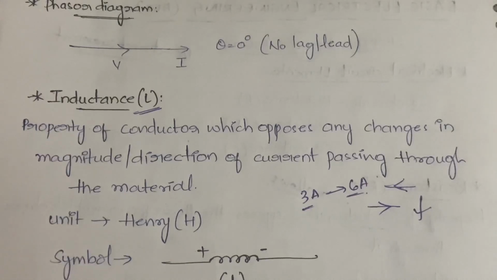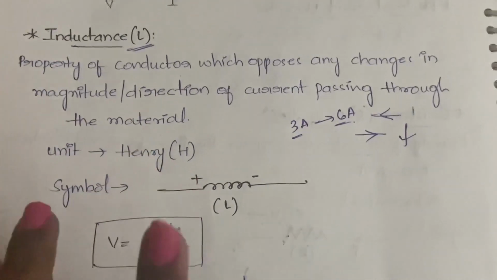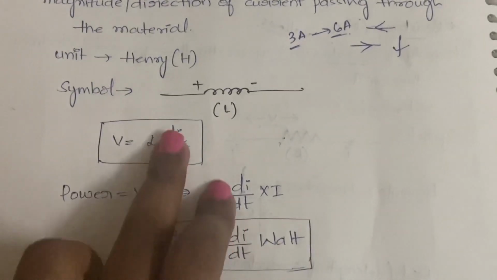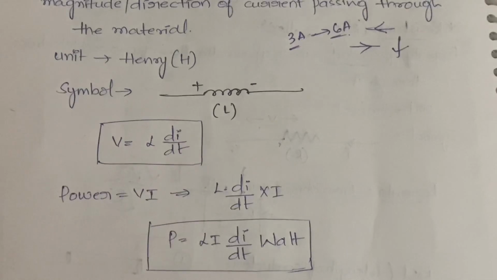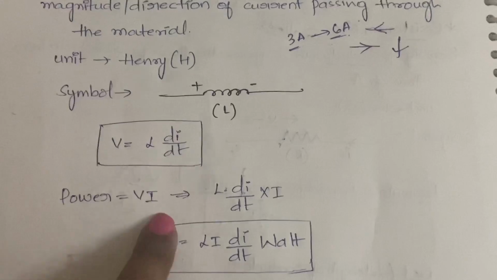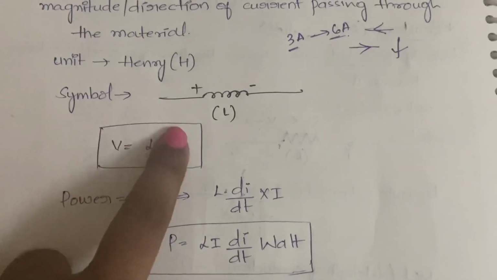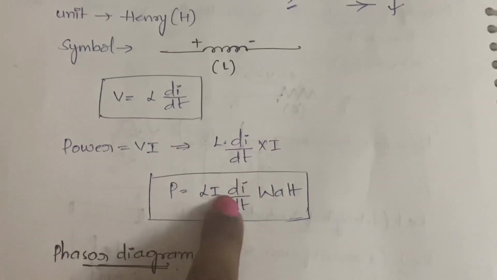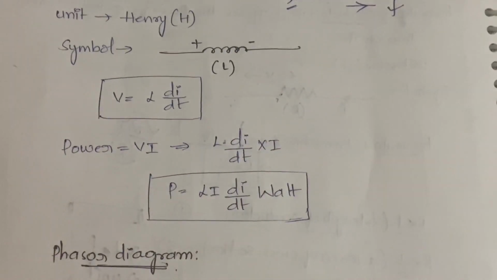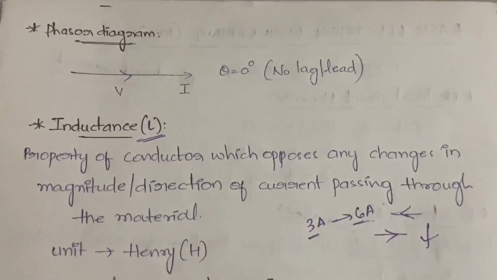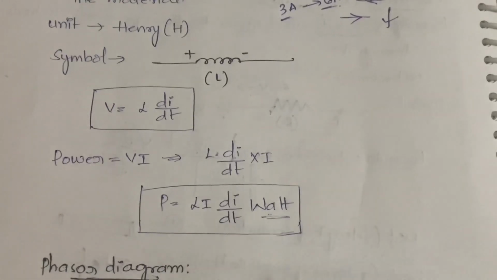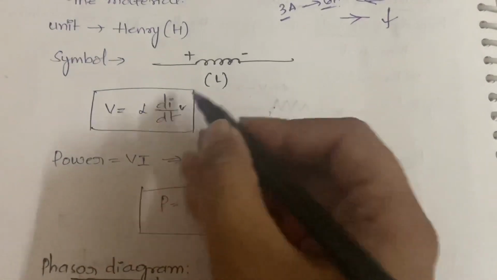Okay, done. Next, what is the unit? Henry. It is denoted by H, and the symbol is like this, a coil. Next, the formula: V is equal to L into di by dt. For inductance, next, power is equal to VI. You already know that. What is V here? L into di by dt. So P is equal to, bringing this I over this side, L I di by dt. Di by dt is nothing but the change in current. So here, as we said, changes in the current, that change in current is di by dt. And the unit of power is watt, so we have written it as watt. And here also you can write V, like voltage.